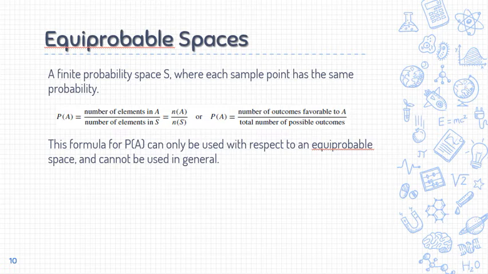This is how you get the probability of a certain event using equiparable spaces. So simply, just the number of elements in the set A, in an event A, over the total number of elements in your sample set.